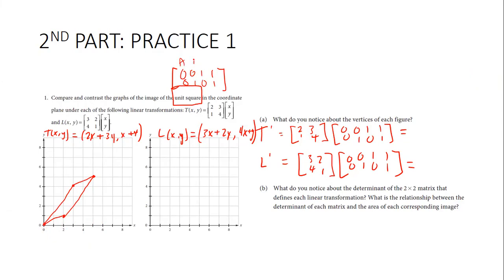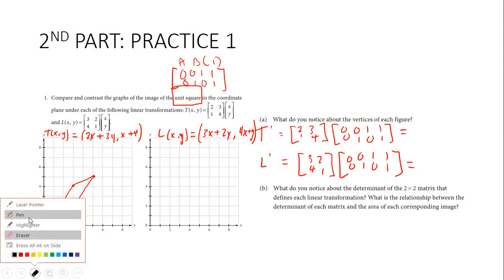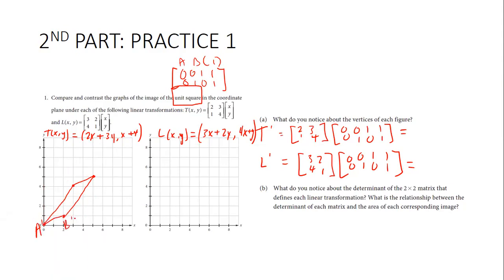So I should have A, B, C, D, sorry. So our A prime is still here. 0, 1. What happened to 0, 1? 0, 1 moved here, right? Was that 0, 1? No, I think it's at the bottom. Sorry. We had our B prime, C prime, and D.